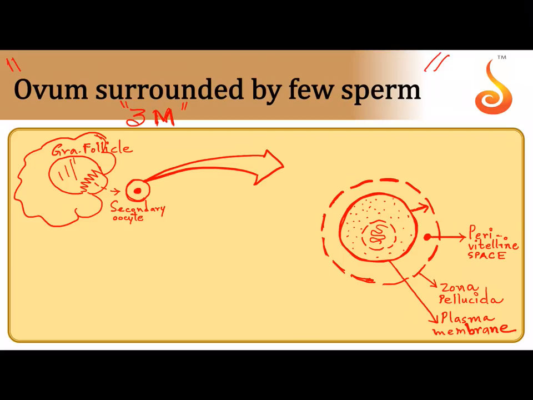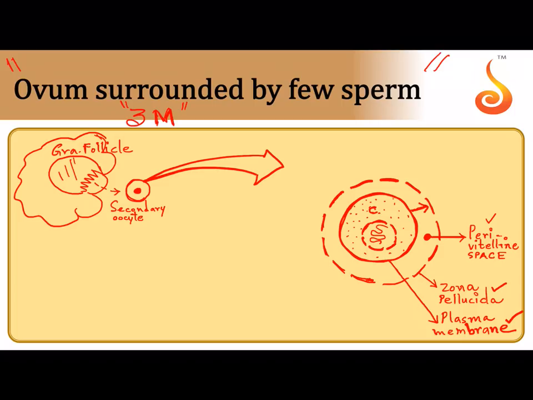So three things we learned now. So this is the secondary oocyte, correct? Now this is the nucleus of the secondary oocyte, inside which you have the chromatin material. This is the cytoplasm, and this is the plasma membrane. The outer membrane is called zona pellucida. In between the two there is a space called the perivitelline space.